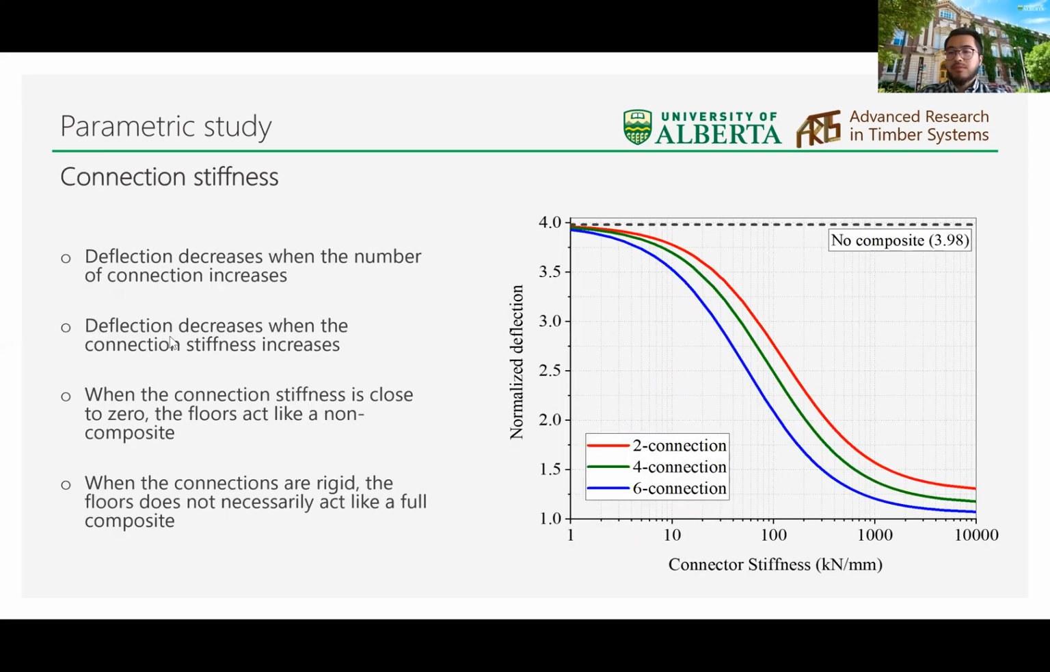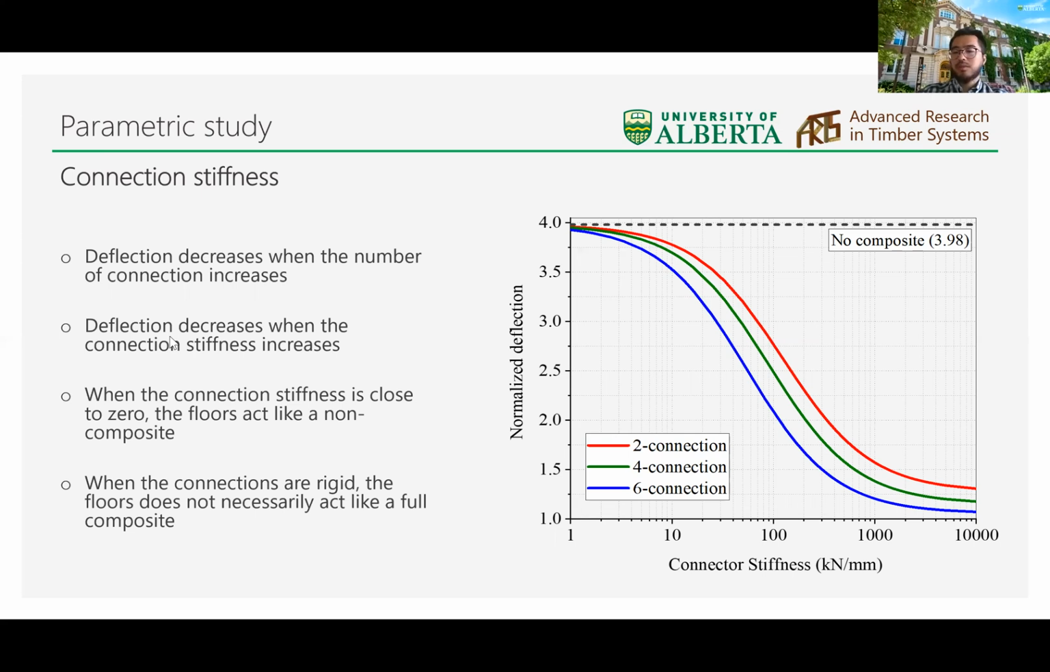Now let's talk about the number of connections and the connection stiffness. It is quite obvious that the deflection decreases when the number of connections and the connection stiffness increase. When the connections have zero stiffness, the floor acts as a non-composite floor. But when the connections are perfectly rigid, the floor doesn't necessarily act as a full composite floor, especially when only a few connections are used.